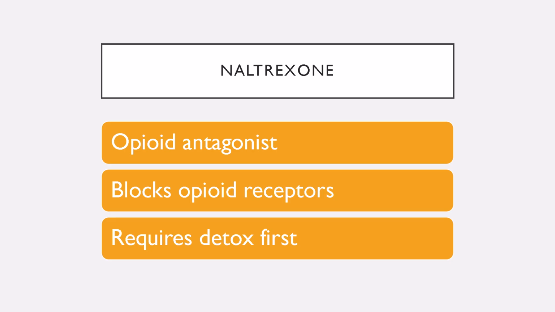Now, naltrexone may be available in oral form or as a long-acting injection. Some clients prefer it because it's not an opioid-based medication. Others find it difficult because it doesn't relieve cravings or withdrawal in the same way agonist medications do. And that means that it may work well for some clients and poorly for others.